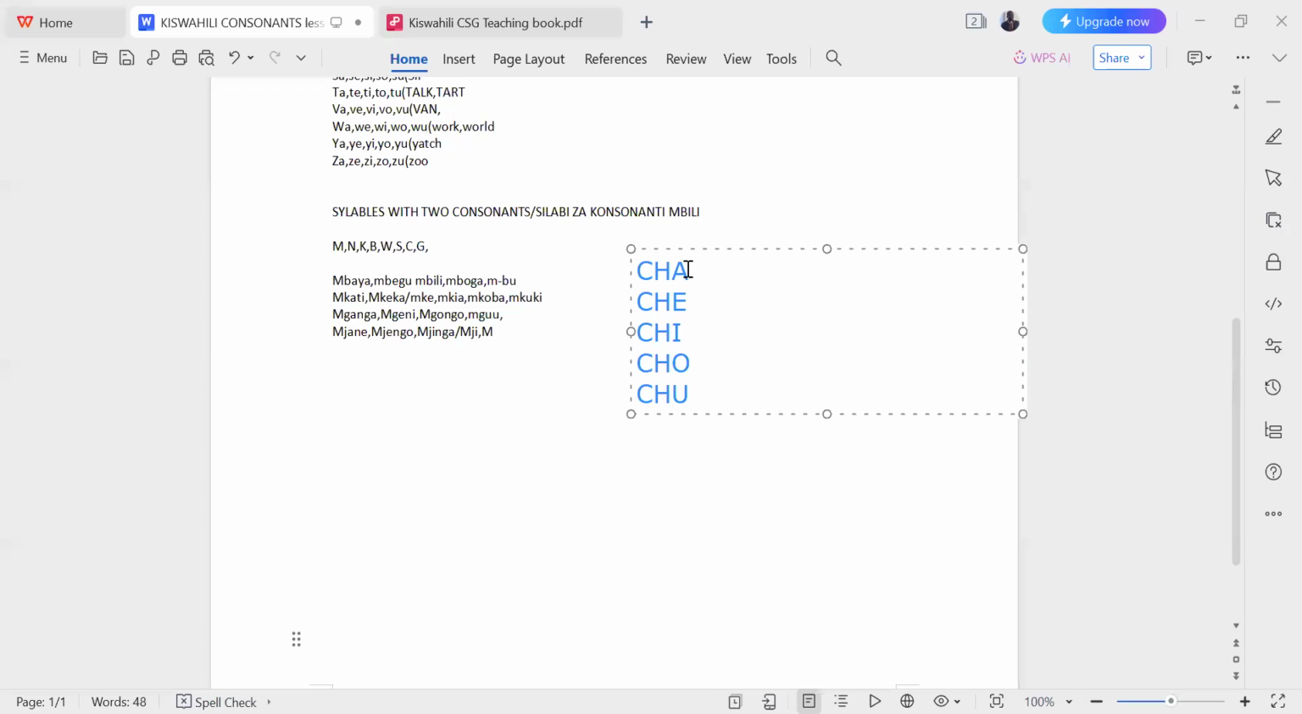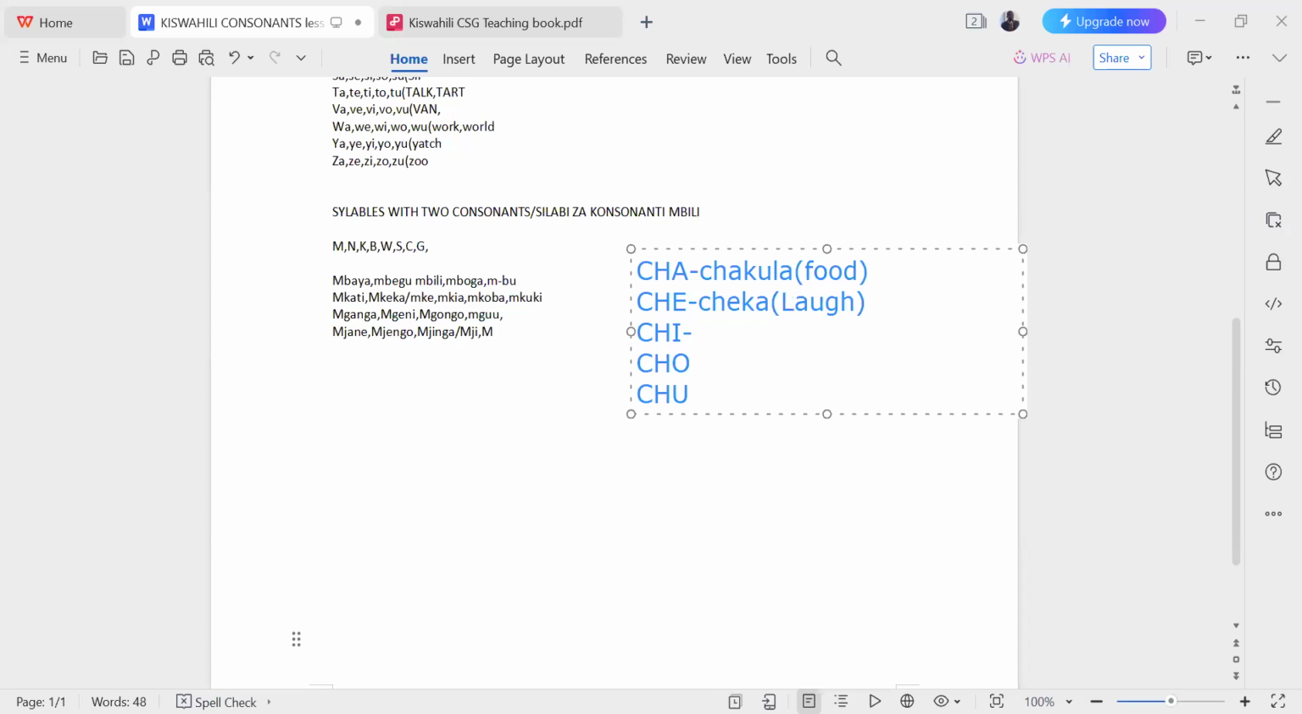Now the first simple example is chakula. Everybody knows chakula, or is there somebody who doesn't know chakula here? Chakula means food. While in che, we have the word cheka, which means laugh. Can you laugh a bit? Cheka.